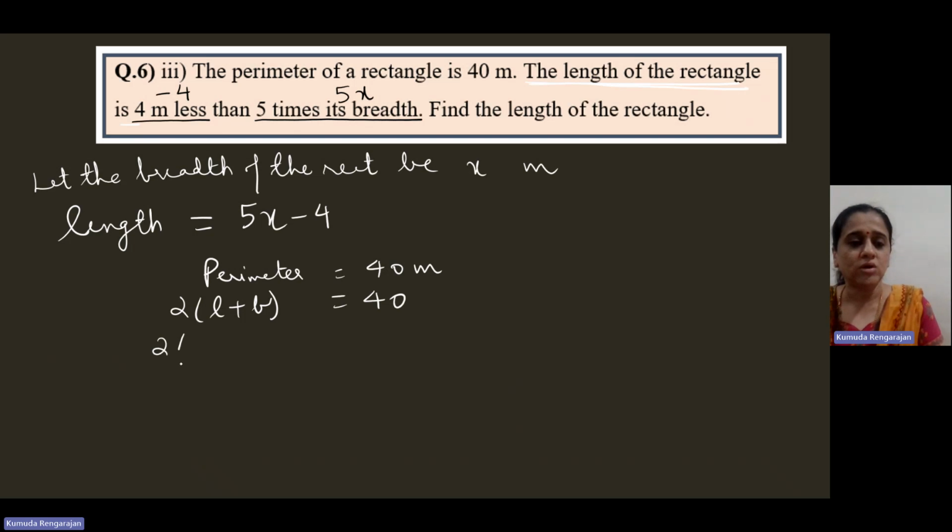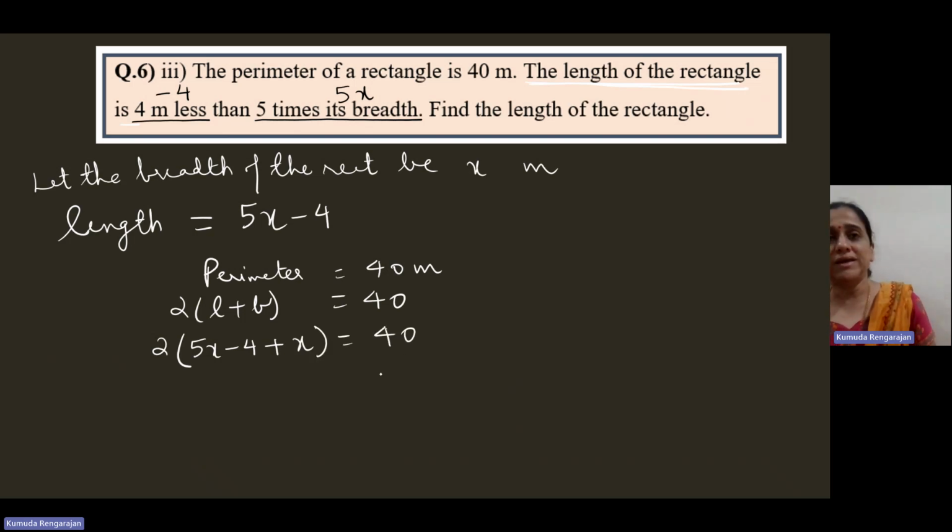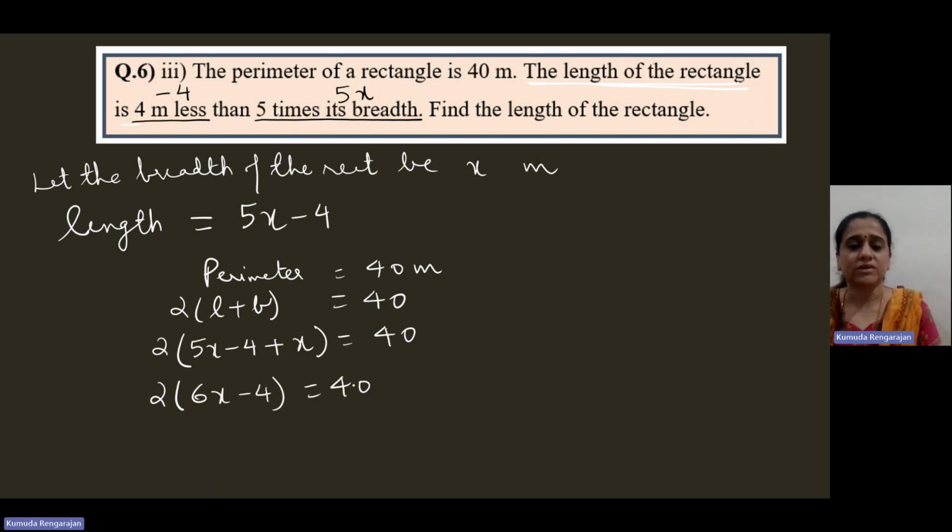So now 2 into, what's the expression for length? 5x minus 4 plus B. B is x, right? Is equal to 40. We're just replacing L with 5x minus 4 and B with x. Now simplify the bracket first. So 5x plus x inside the bracket, 6x minus 4, is equal to 40.